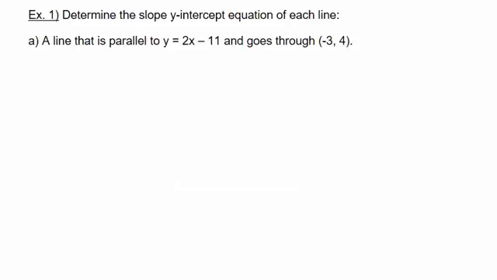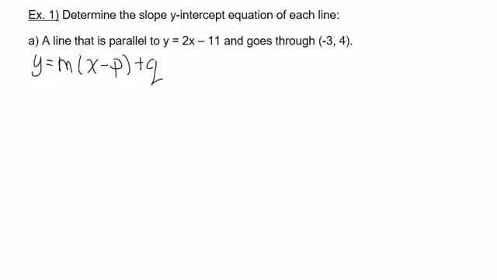So example 1, determine the slope y-intercept equation of each line. The first line they want us to figure out is a line that is parallel to y equals 2x minus 11 and goes through the point negative 3, 4. So first, let's write out our form of the slope point line. So y is equal to mx minus p plus q.